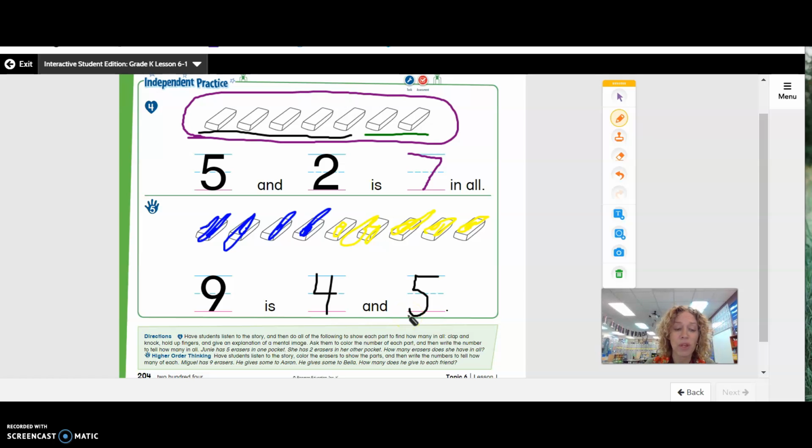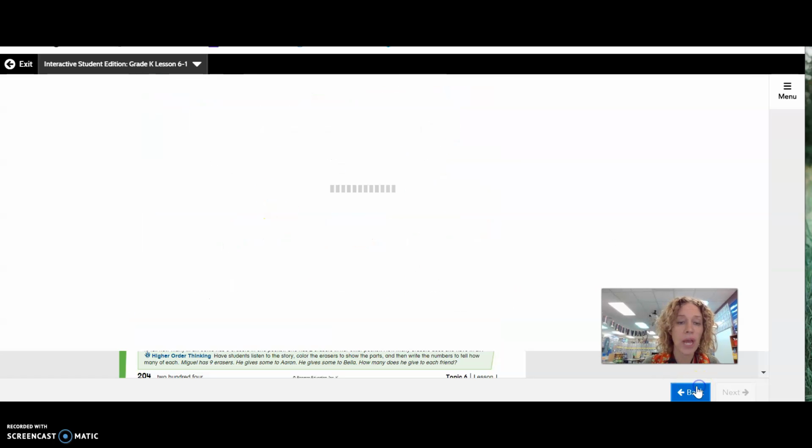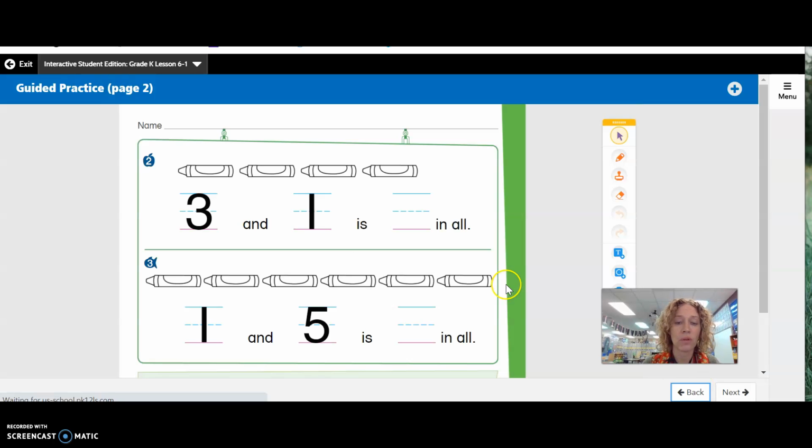When you finish, boys and girls, I want you to take a picture of your independent practice and also your guided practice, this sheet that you did also, so I can see your great work.